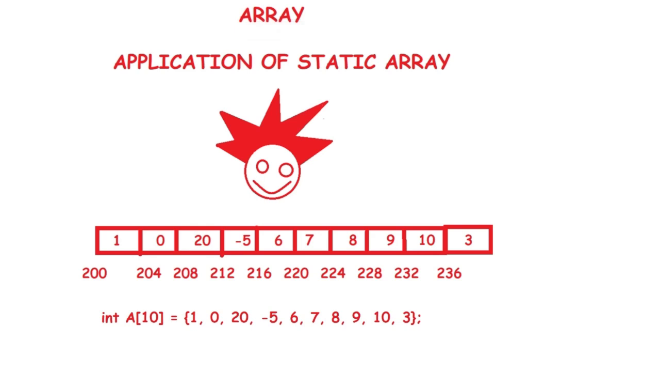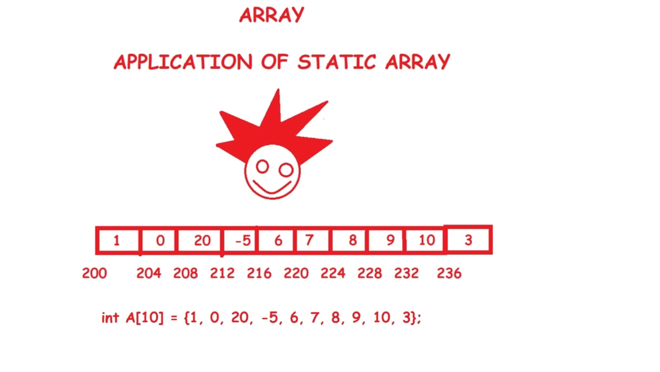So in this episode, we're gonna talk about array and the application of static array in C or C++. Static array is an array in C or C++ which has a fixed size. On your screen, you are seeing an array of 10 integers.